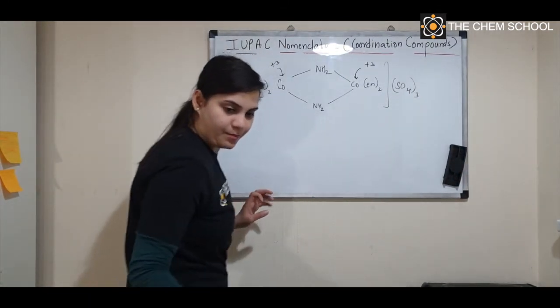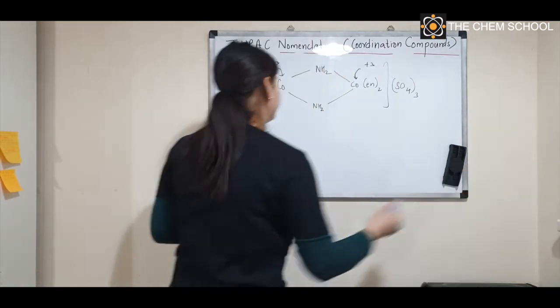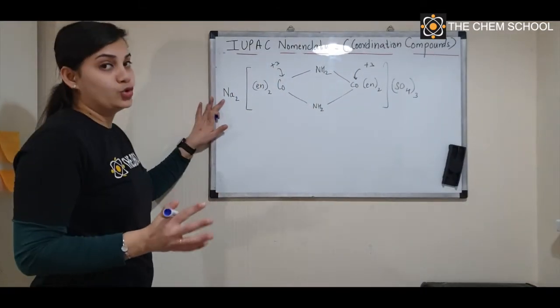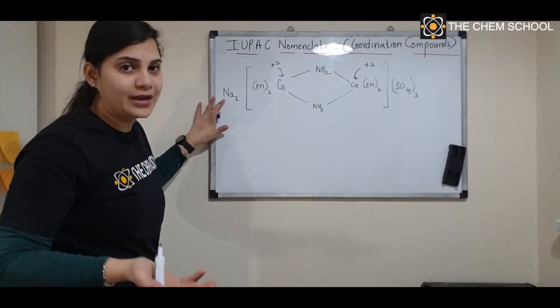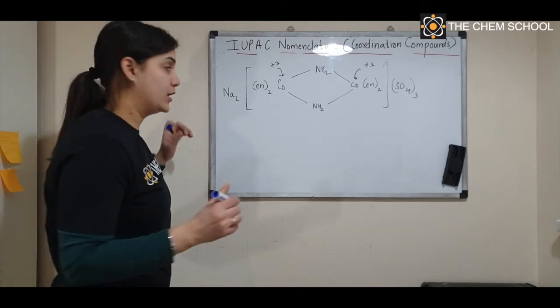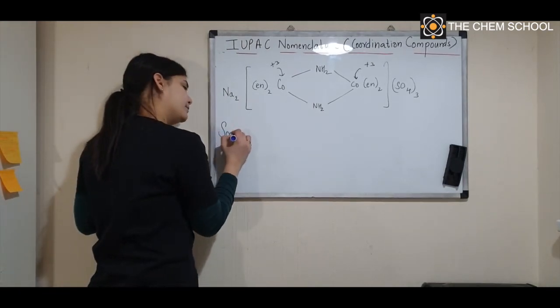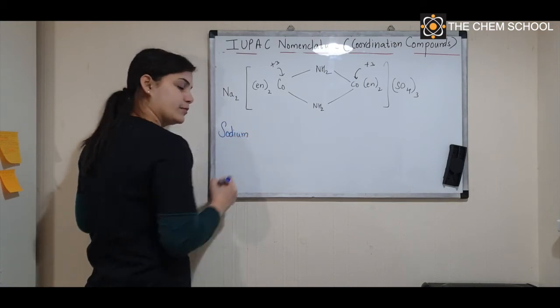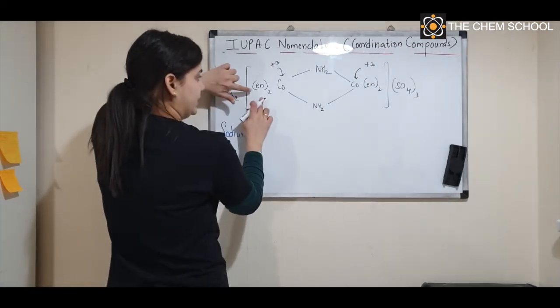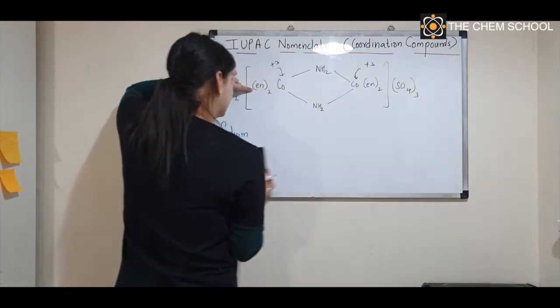So now let's change the pen. This is sodium. Again, it is 2 or 3, does not matter. You just have to write down the name once. Okay, so sodium, right? Then after that, ethylene diamine is a chelate.